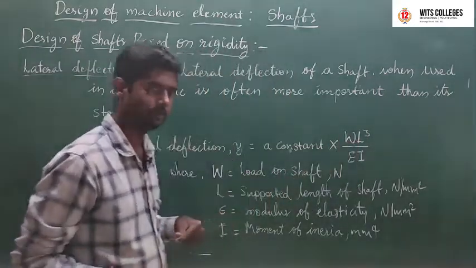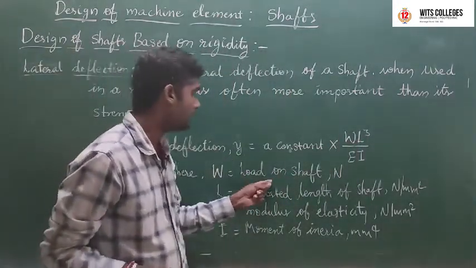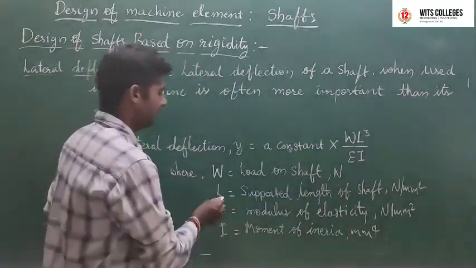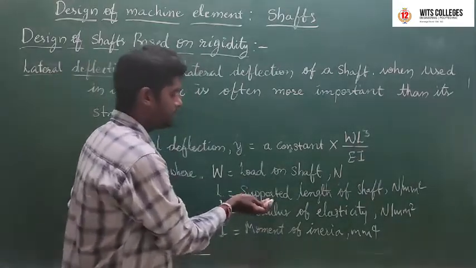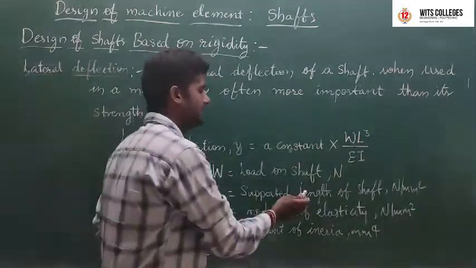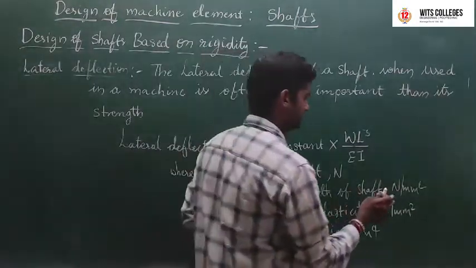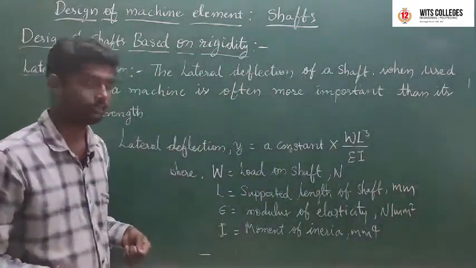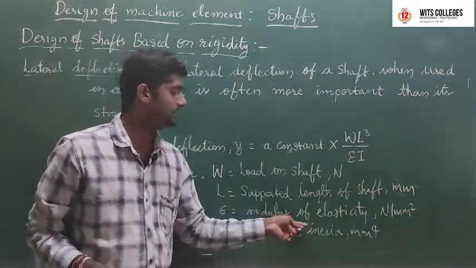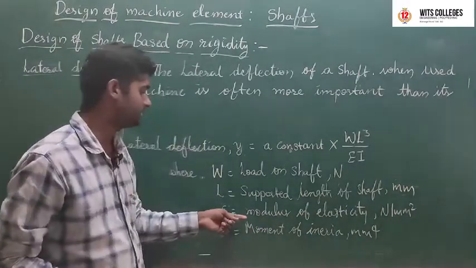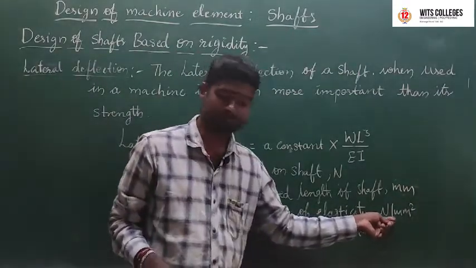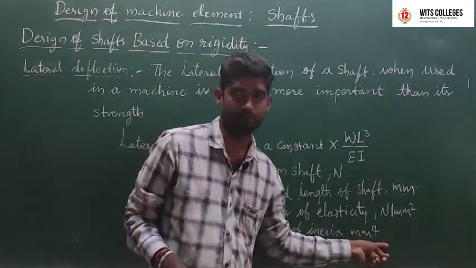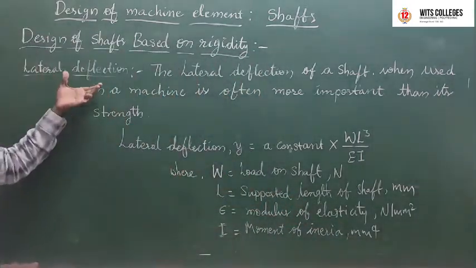What is W? W is the load on the shaft in newtons. L is the supported length of the shaft in mm. E is the modulus of elasticity in Newton per mm squared. I is the moment of inertia in mm to the power of 4. This is the lateral deflection.